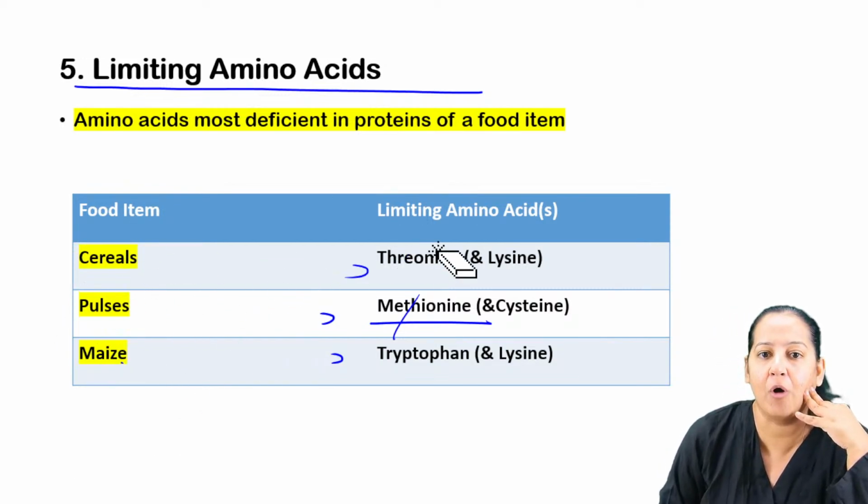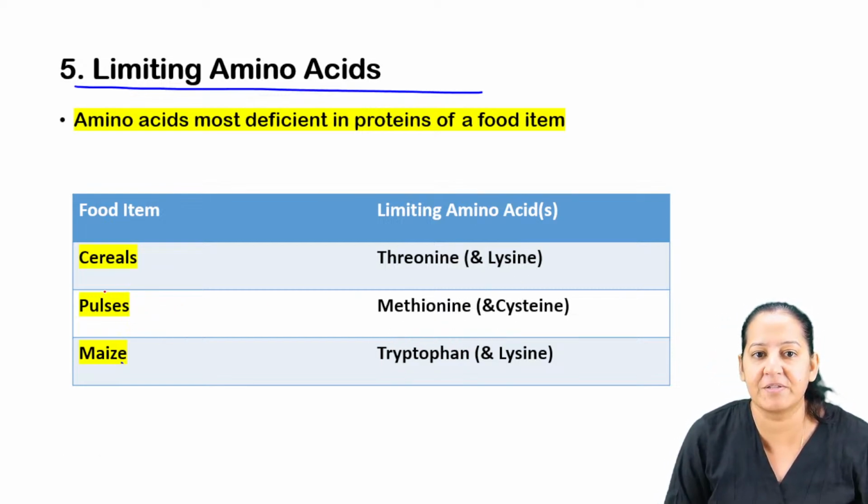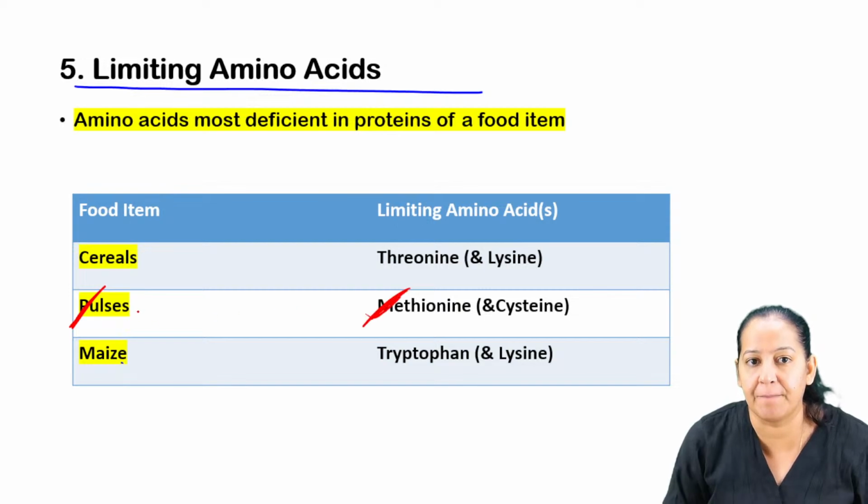You got my point? Now, how to learn which is deficient in what? For pulses there is no mnemonic. You have to learn Prime Minister, PM. Pulses are deficient in methionine, PM.